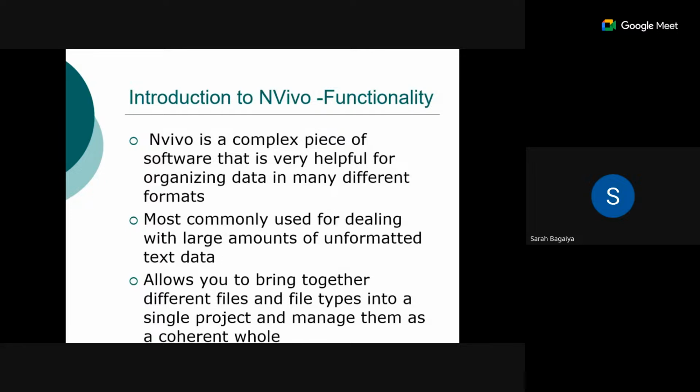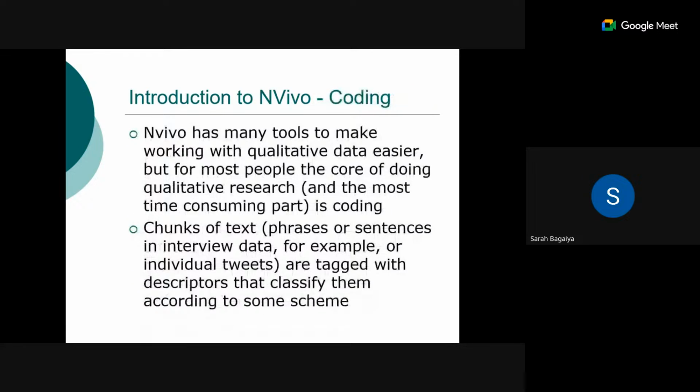Functionality: NVivo is a complex piece of software that is very helpful for organizing data in many different formats. Most commonly used for dealing with large amounts of unformatted text data. It allows you to bring together different files and file types into a single project and manage them as a coherent whole. NVivo has many tools to make working with qualitative data easier, but for most people, the core of doing qualitative research and the most time-consuming part is coding.